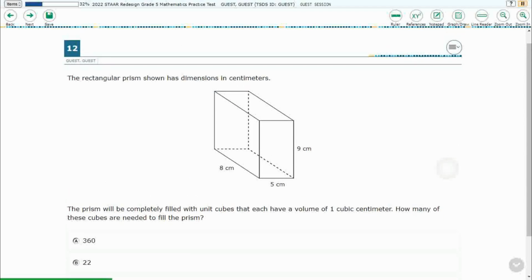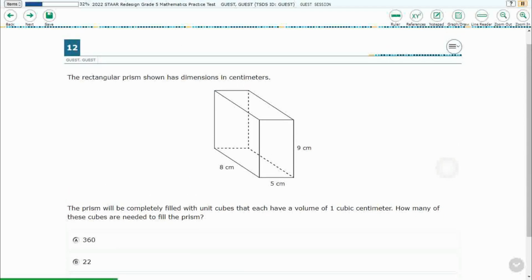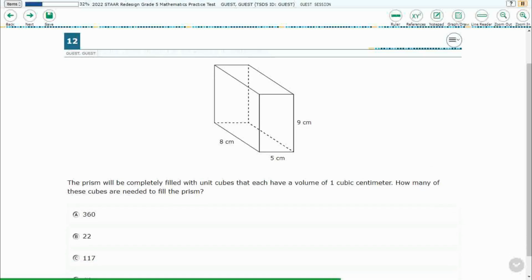So we have a rectangular prism here. Dimensions are shown in centimeters. The prism will be completely filled with unit cubes so that each has a volume of 1 cubic centimeter. So how many cubes are needed to fill this prism?